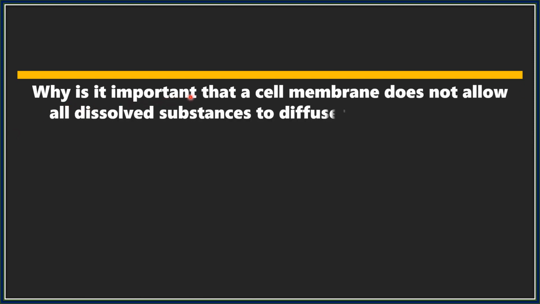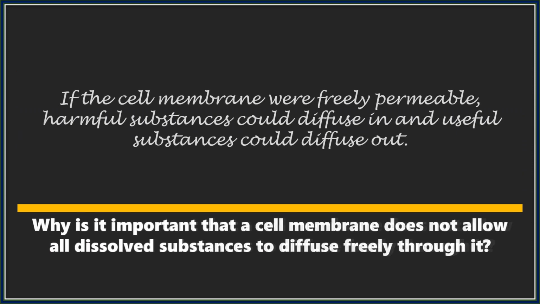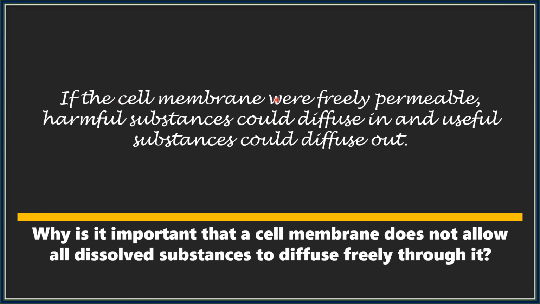Why is it important that a cell membrane does not allow all dissolved substances to diffuse freely through it? If the cell membrane were freely permeable, meaning they could easily allow substances to move through, in and out, harmful substances could diffuse in, and useful substances could diffuse out.